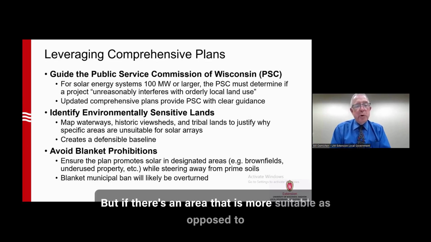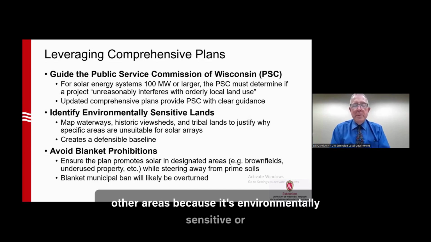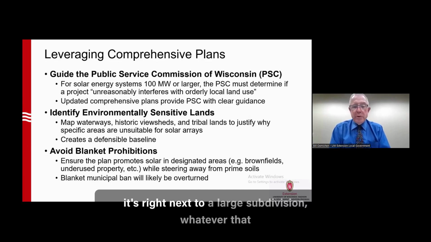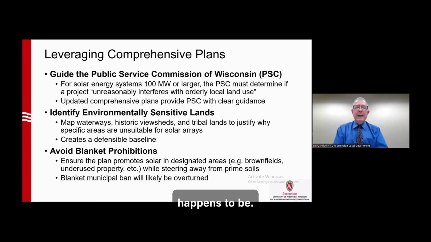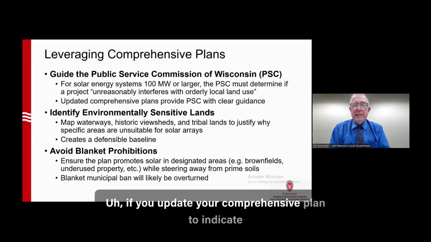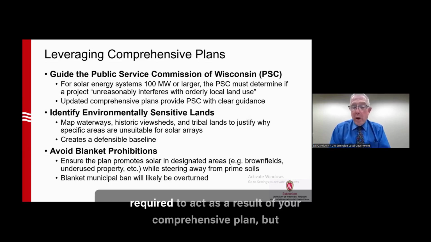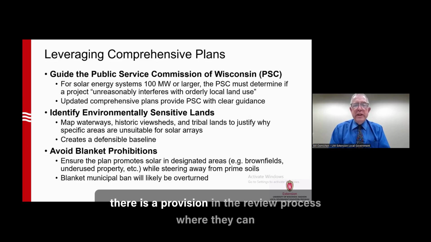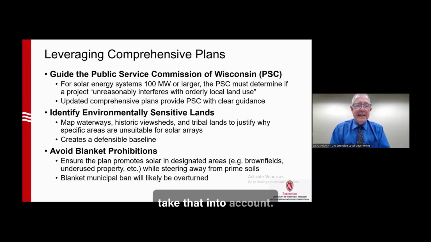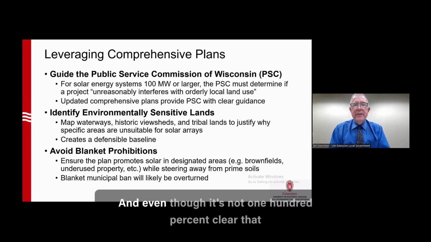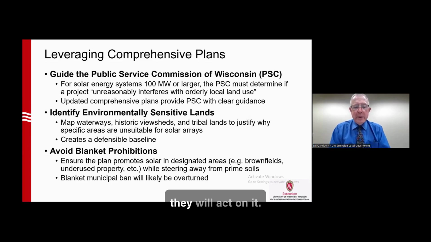But if there's an area that is more suitable as opposed to other areas because it's environmentally sensitive or it's right next to a large subdivision, whatever that happens to be, if you update your comprehensive plan to indicate that, the PSC can take that under guidance. They're not required to act as a result of your comprehensive plan, but there is a provision in the review process where they can take that into account. And even though it's not 100% clear that they will act on it, it's way better than not having anything in your comprehensive plan addressing this issue.